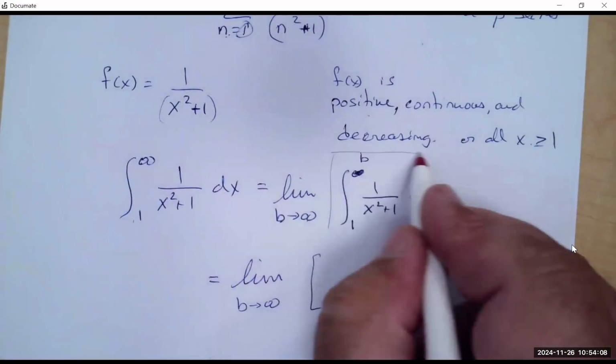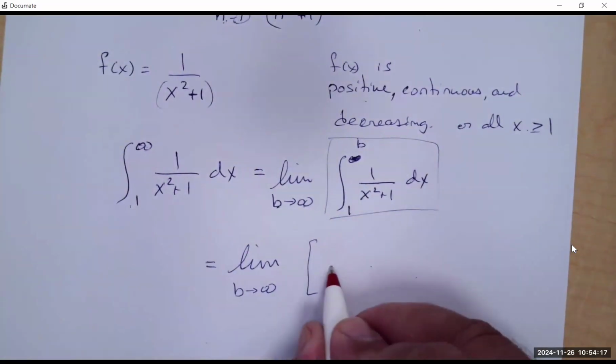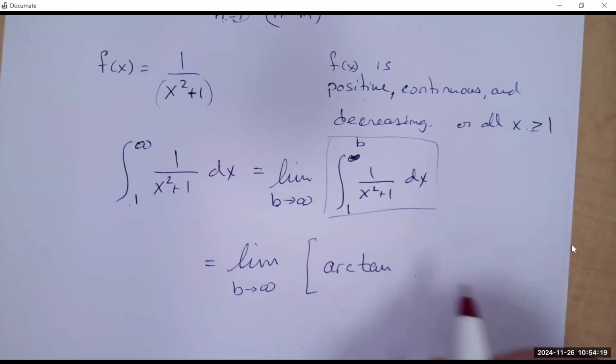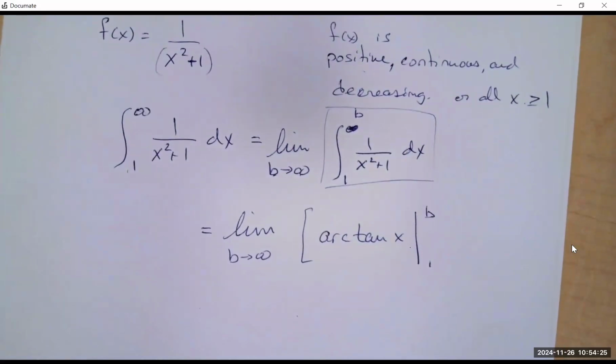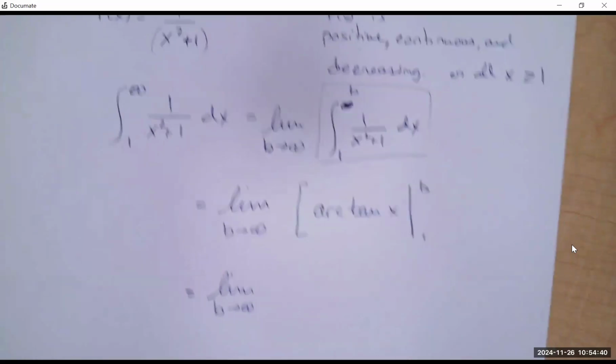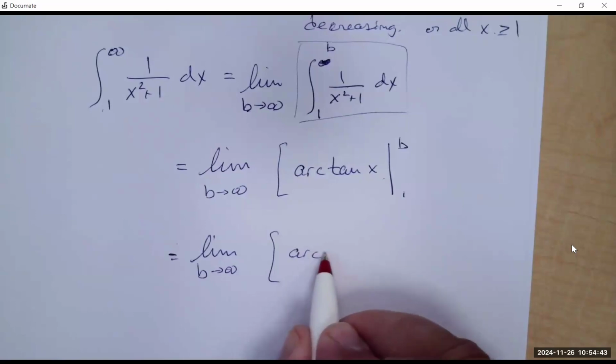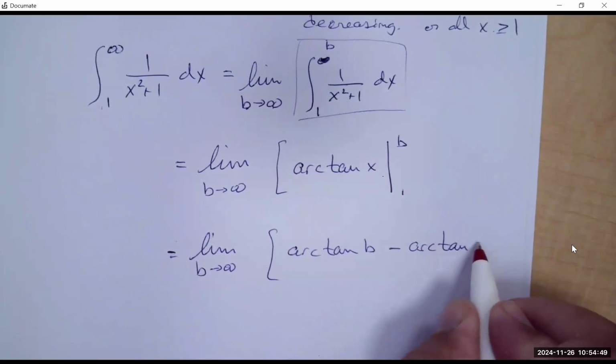So we have the limit as b goes to infinity. What's the integral of 1 over x squared plus 1? Arctangent. Arctangent of x from 1 to b. That's in the cheat sheet. You should always have your cheat sheets next to you, because these are going to pop up everywhere now. So we have the limit as b goes to infinity of arctangent b minus arctangent 1.